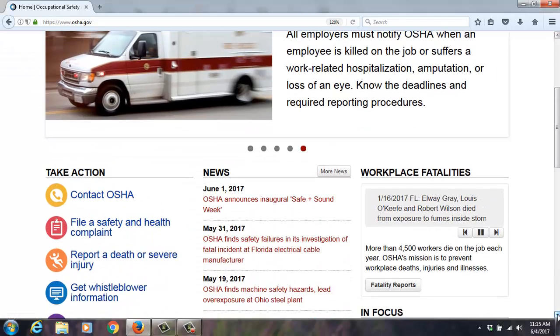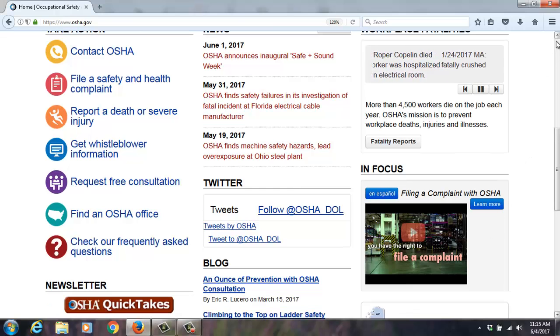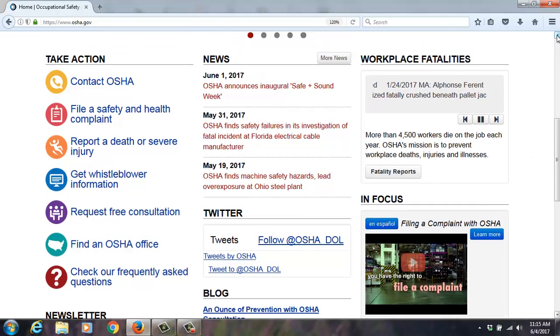Because again, with the changing in the record keeping and reporting, if you have a fatality in your workplace, you're supposed to contact OSHA within 8 hours. If you have a person who is hospitalized, which is admitted to a hospital for a stay, that's just one. Or there's an amputation, or a person loses an eye, you have to contact OSHA within 24 hours.